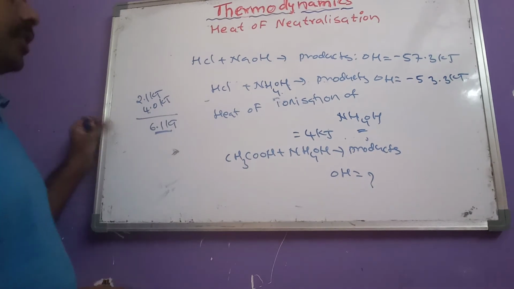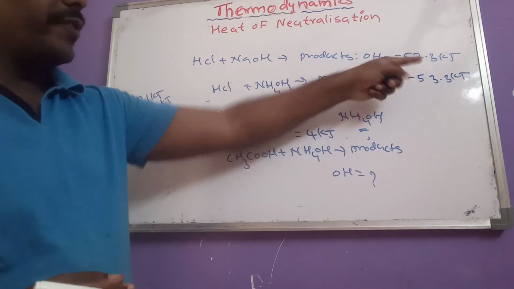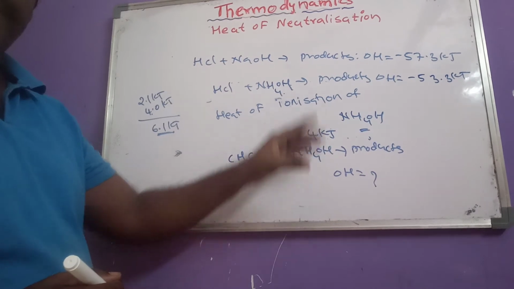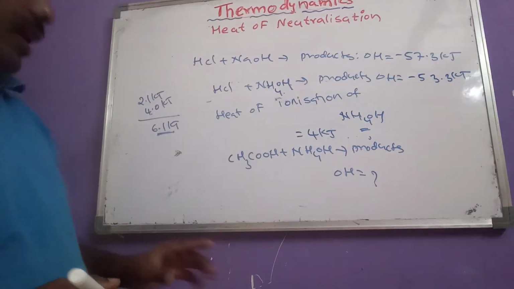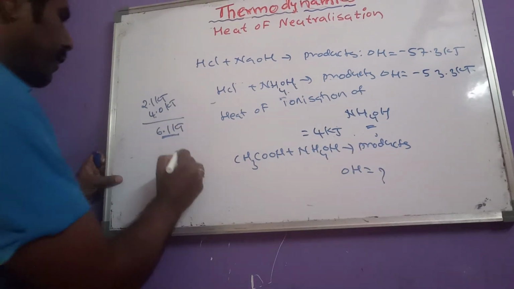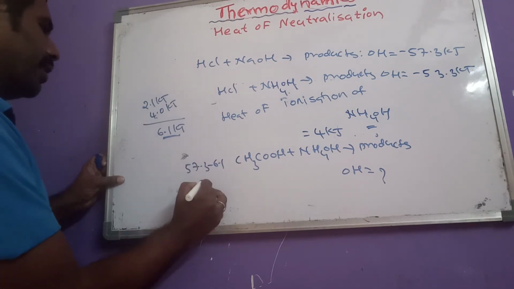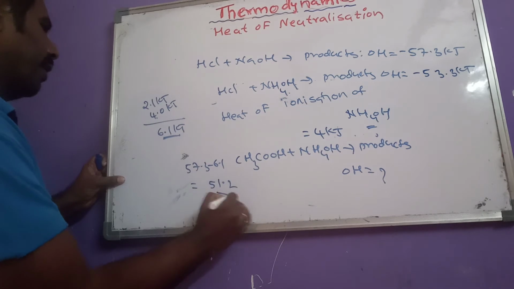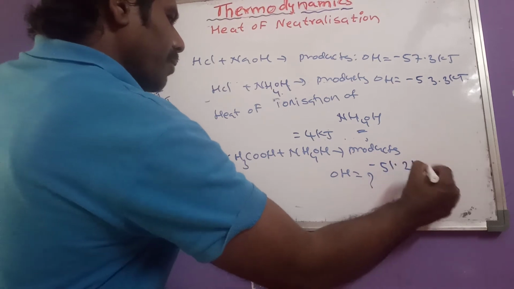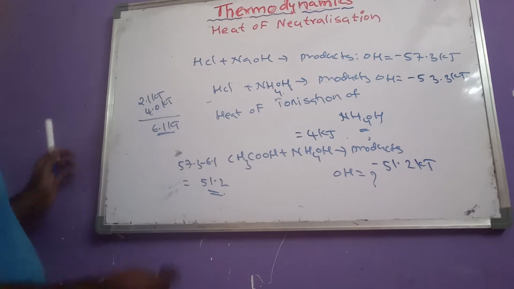6.1 kilojoules. That means if a strong acid and strong base are present, we get 57.3 kilojoules. But due to the use of a weak acid and weak base, 6.1 kilojoules loss from 57.3 is observed. So 57.3 minus 6.1, how much do we get here? 51.2 kilojoules. So the delta H value is minus 51.2 kilojoules. Like this we have to answer that question.